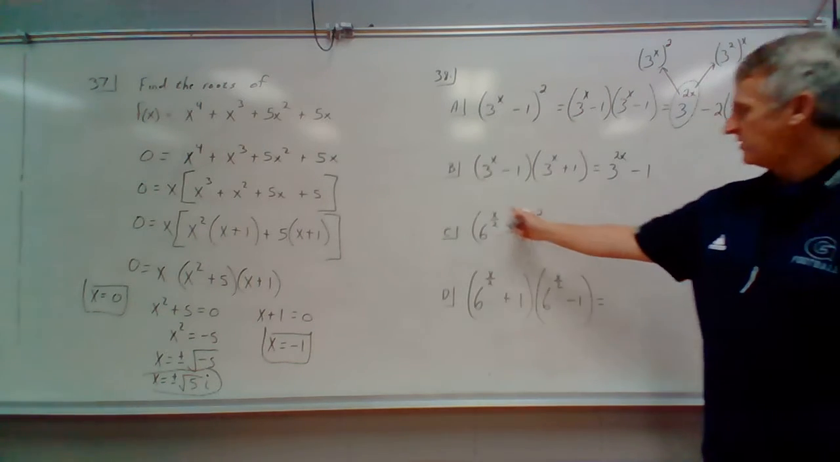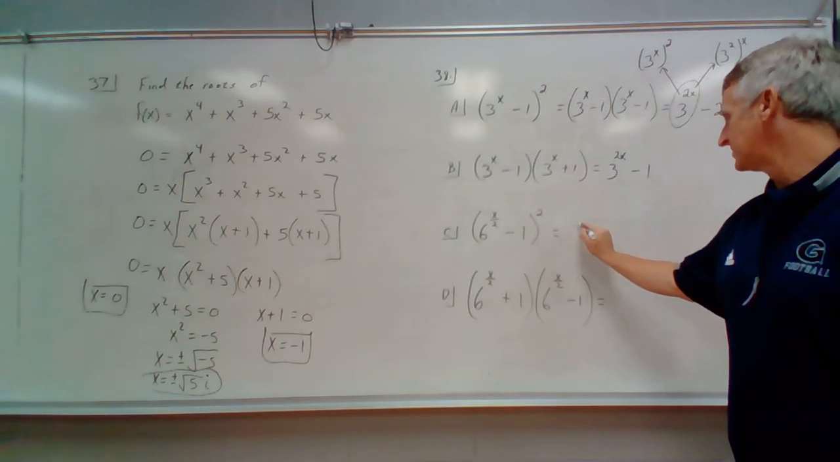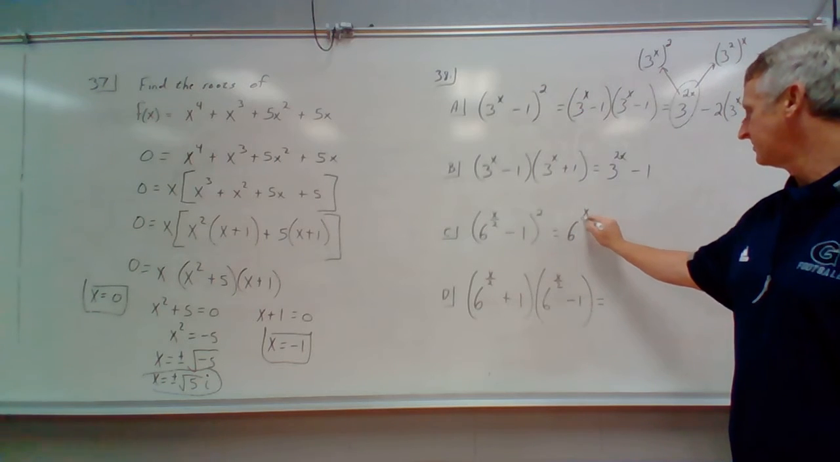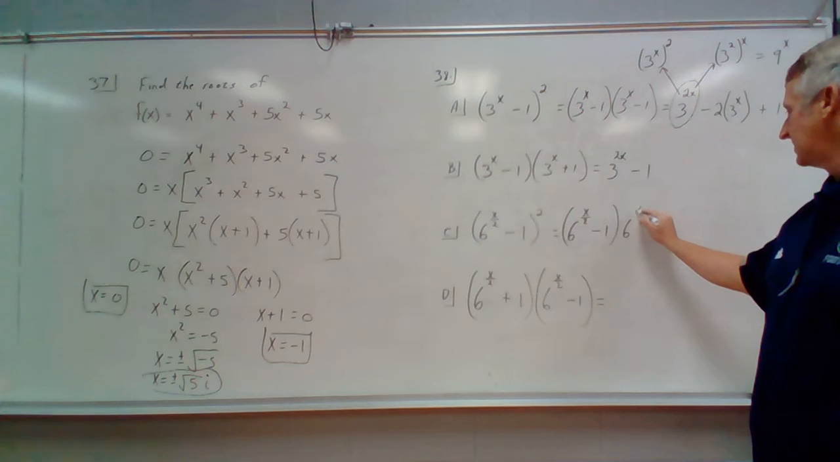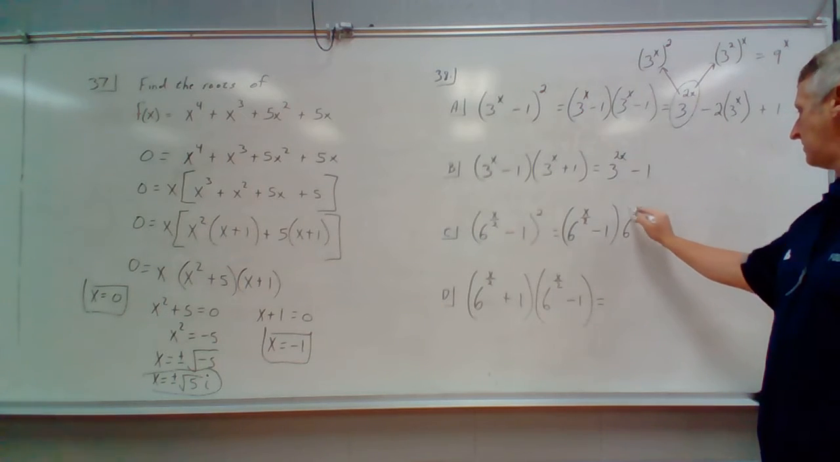And then minus 1 times plus 1 would just be minus 1. All right, let's square this expression. So again, that means to multiply it by itself. And 6 to the x over 2 minus 1.